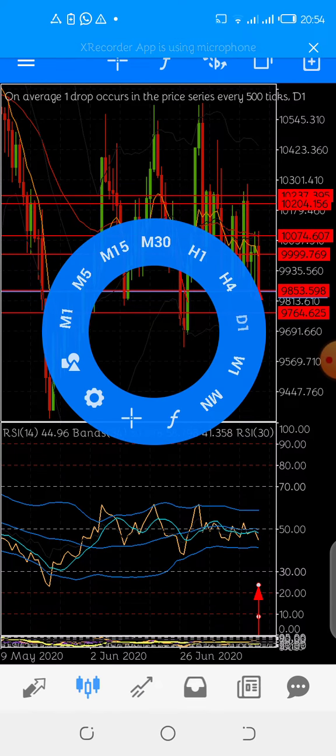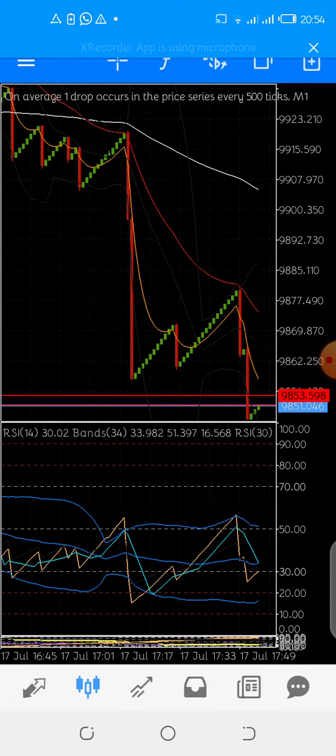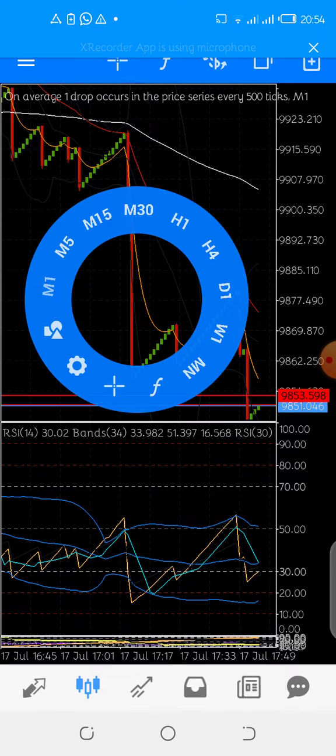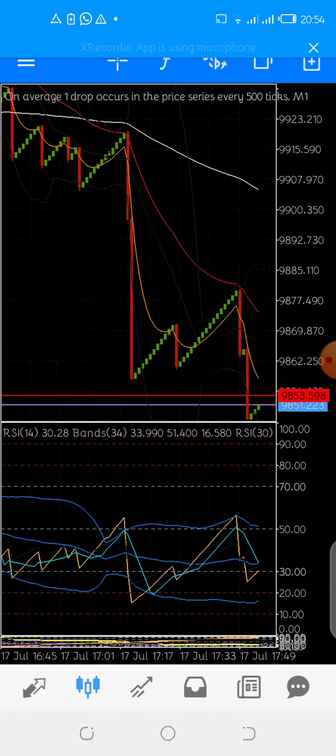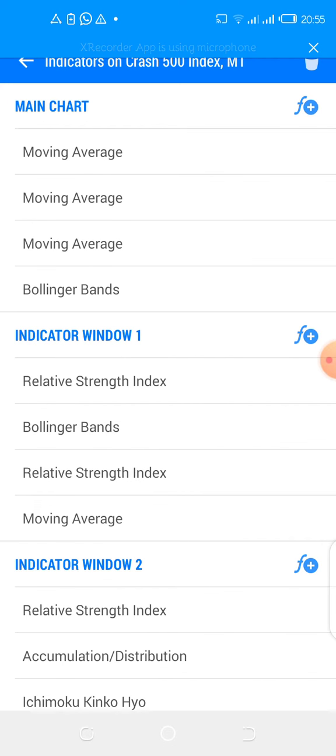Now when you want to add your indicators, you click on the F sign. Are we together? You click on the F sign. The F sign will give you the list of all the indicators that you've either installed or you want to install. Okay, so let me go back.